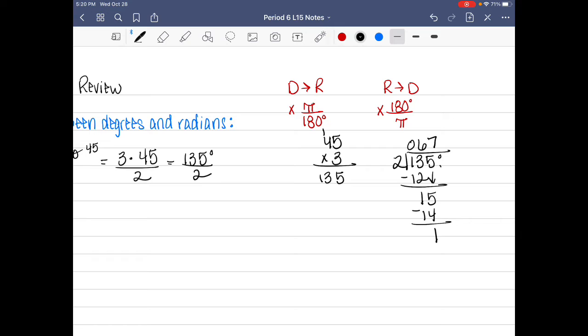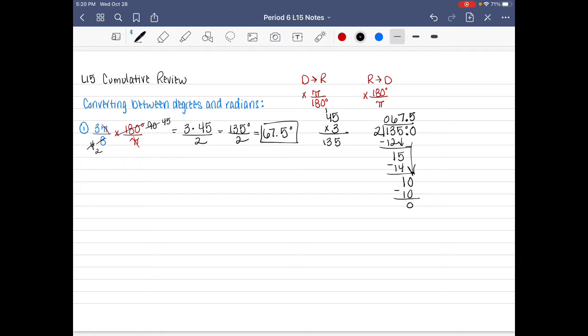Now 2 doesn't go into 1, so at this point we put a decimal, and we bring down a 0, and 2 goes into 10 5 times. And then 2 times 5 is 10, then we're left with 0. And our final answer here is going to be 67.5. And then Miss Marflex is going to zoom out so you can see the whole picture. There it is, 3 pi over 8 is equal to 67.5 degrees.